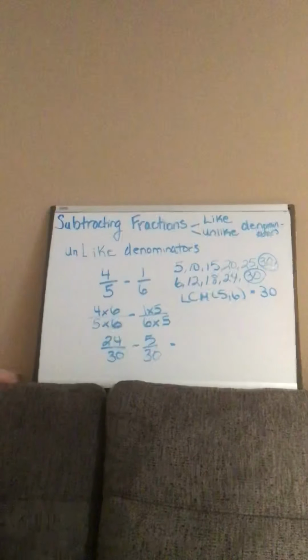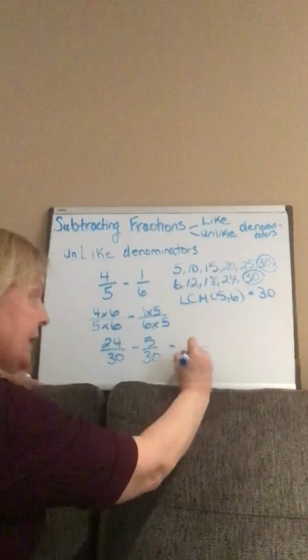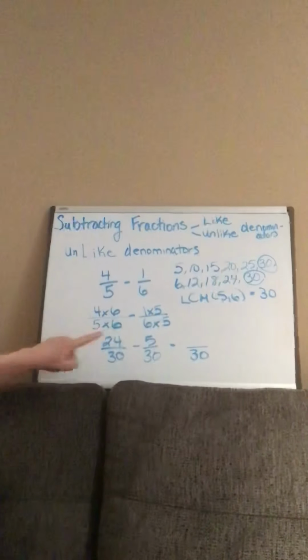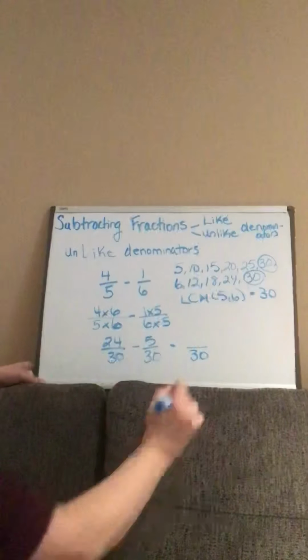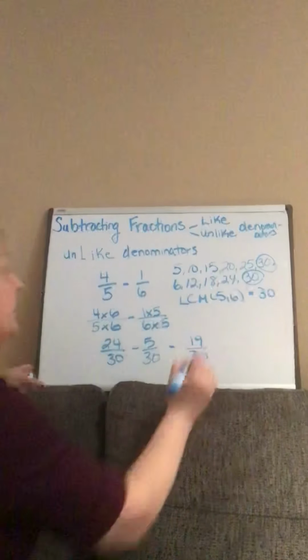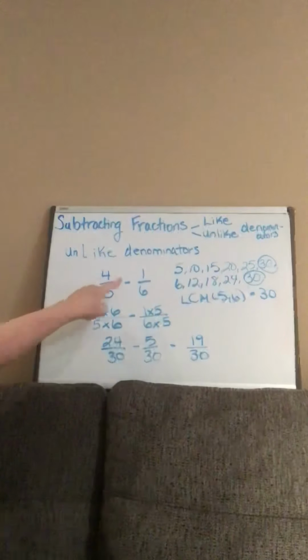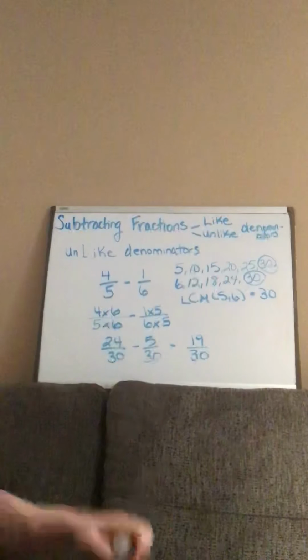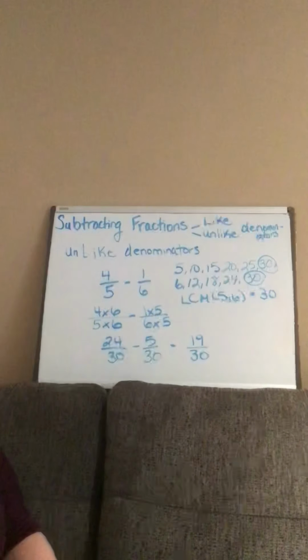I can just subtract the numerators. Write down that denominator. 24 subtract 5 is 19. 4/5 subtract 1/6 becomes 19 over 30.